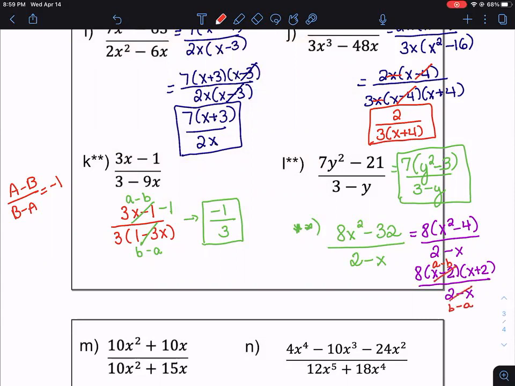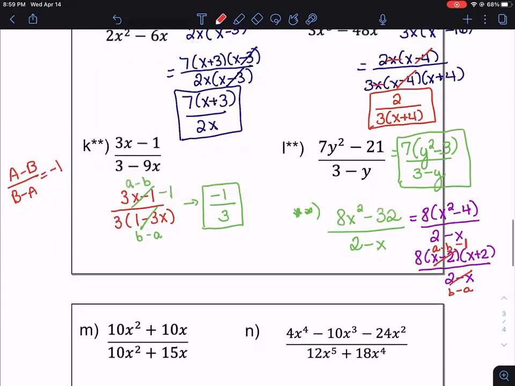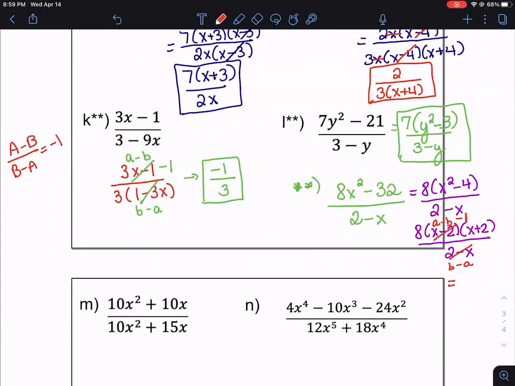So remember that reduces to a -1. And I'm just going to put that in the numerator. So -1 times the monomial 8 will give me -8 times x plus 2. And the denominator would just become 1. So we'll leave it as -8 times x plus 2.